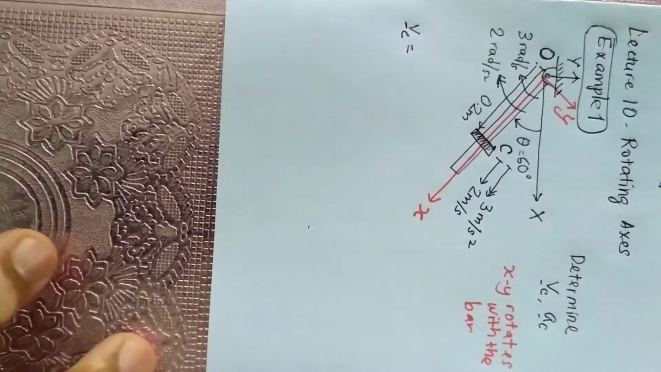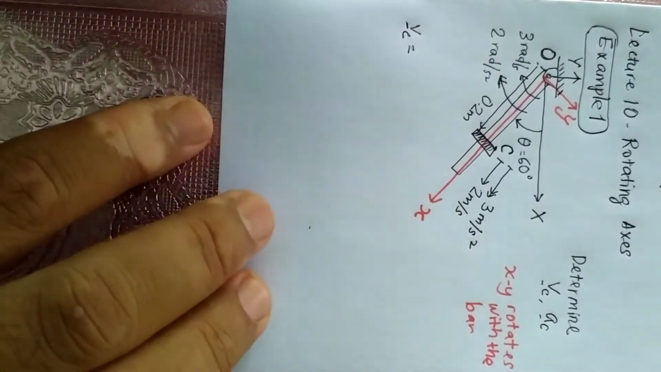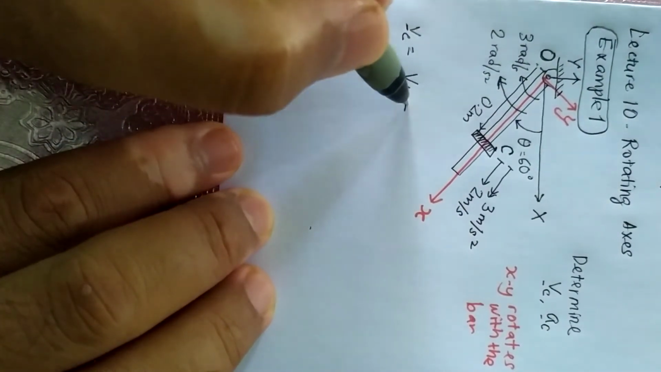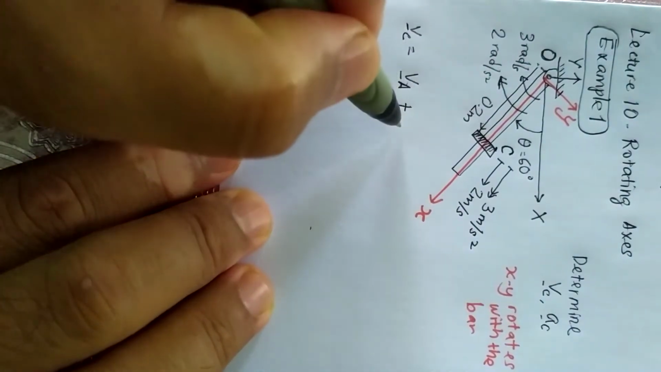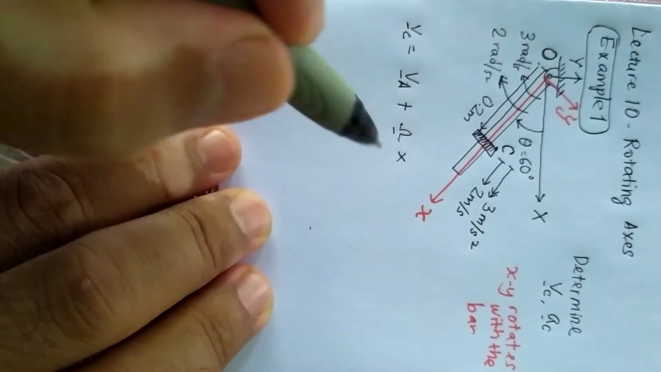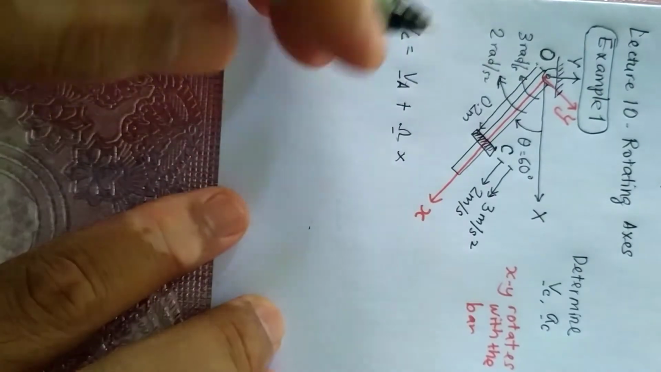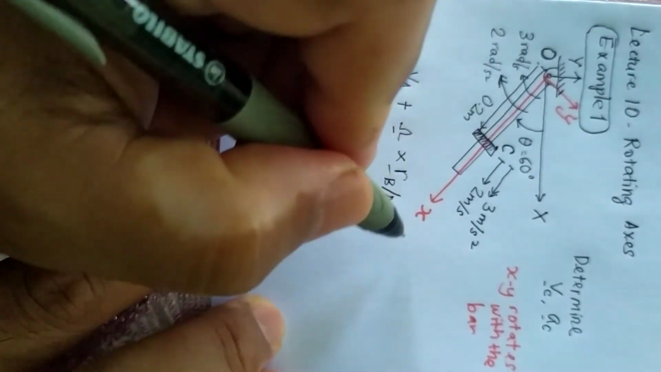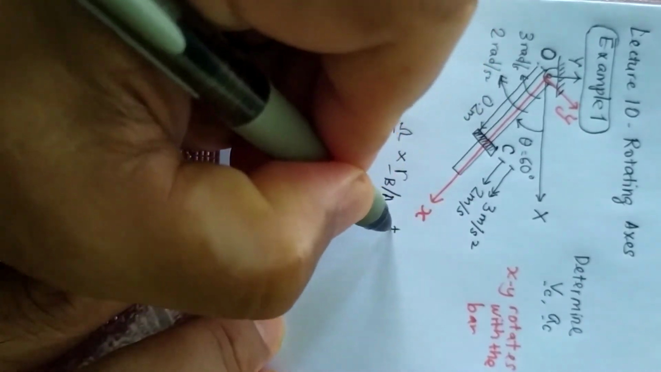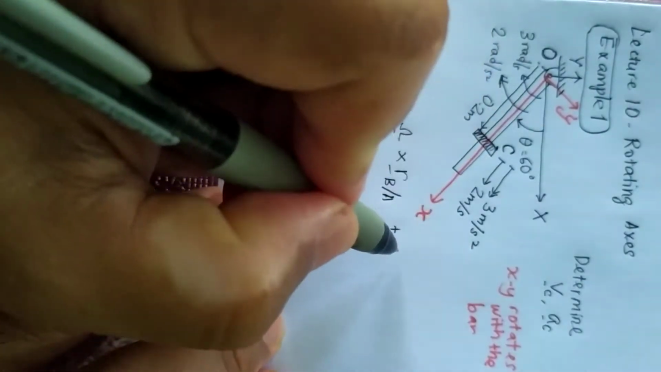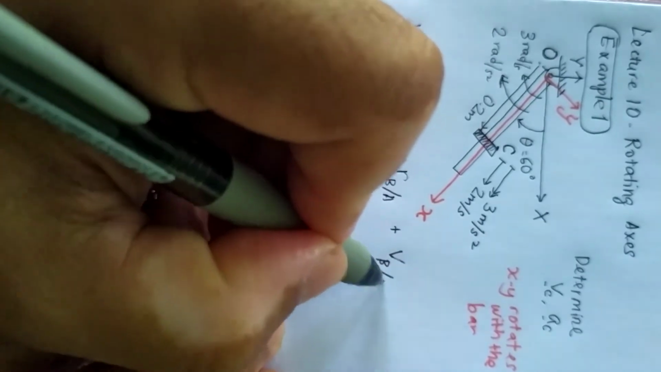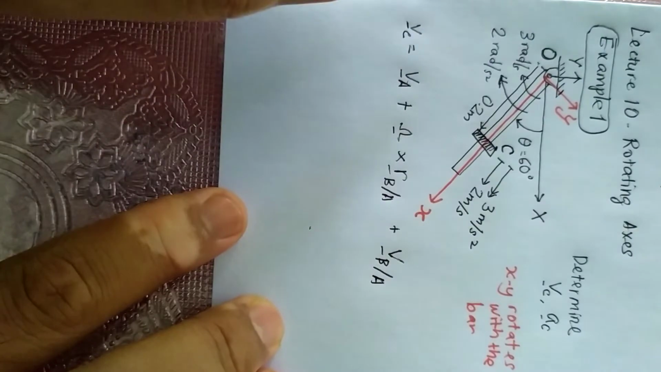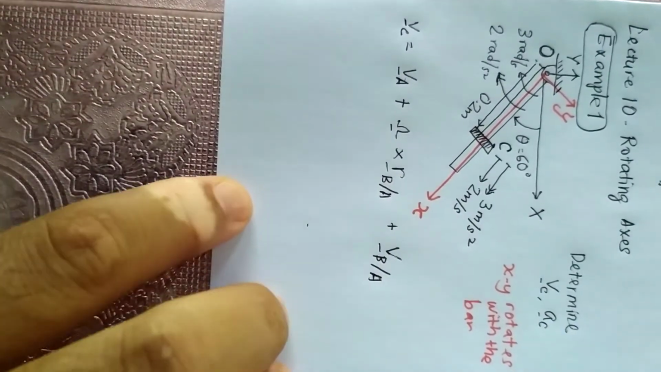So let's see how we can write that. So we have VC equals to VA. VA is the speed of the origin, plus omega, which is the angular velocity of the rotating axis, cross position vector B relative to A, and finally we want to find the relative velocity B relative to A in terms of the rotating axis. All these equations must be written in terms of the rotating axis.